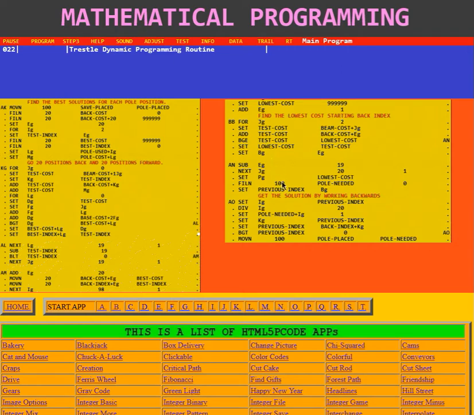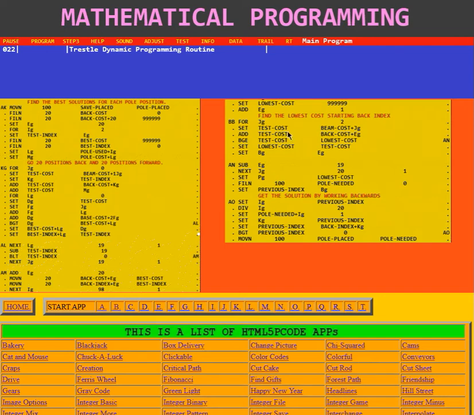and down here we have next jg to 20, one at a time. We're going to go around this loop and find out what the lowest cost is from starting at the far end and going backwards. Well, first it says it needs to know the cost of the beam at jg. We're starting out with one that is size 2. Shorter than that, you're not going to go back just one pole. So it sets that to the test cost.